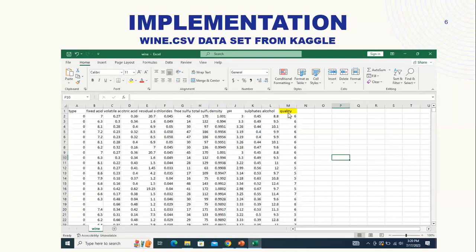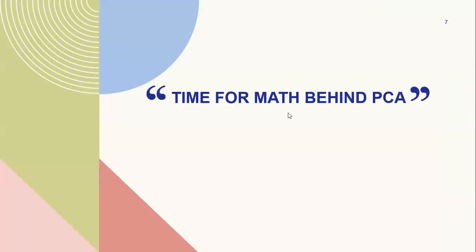Now, these 11 columns which are called independent variables, we will construct a covariance matrix on all these 11 columns. So it will become an 11 by 11 matrix. So we will construct the covariance matrix. So first step, standardize the data. Second step, you will construct a covariance matrix, right? So let us see the math behind PCA.